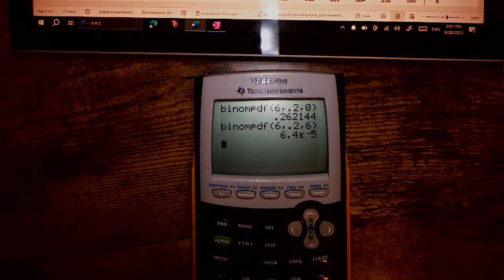What do you have? Please don't tell me the chance is 6.4. What's the number the calculator tells us?